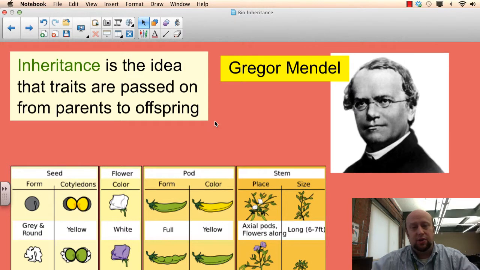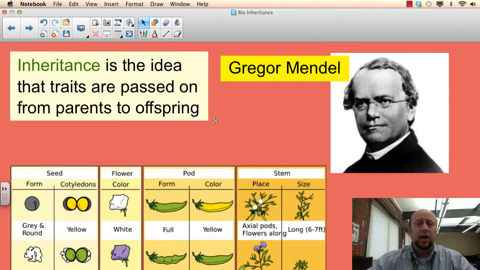The sad thing is he didn't really get any attention paid to him at the time because he was a monk and he was sort of out in the middle of nowhere. But once biology really came to the forefront in the 20th century, Mendel's ideas get revisited and they sort of form the basis for all the stuff that we really are going to use in genetics now.